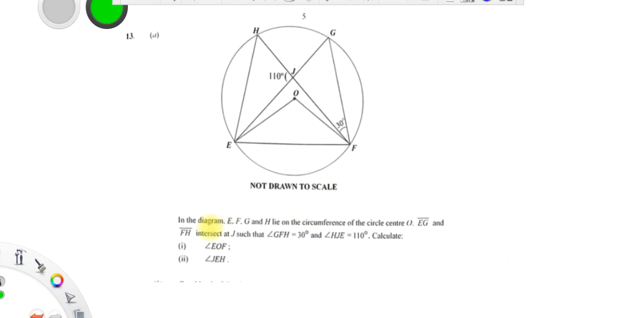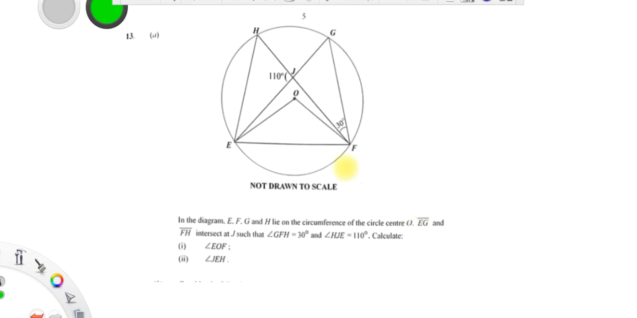Let us read the question in the diagram. E, F, G, and H lie on the circumference of the circle center O. So you see, O is the center. Guys, as I've told you, if the question doesn't specify the center, don't assume. Let the question tell you which is the center, or if it says diameter. If it doesn't tell you, don't assume anything. Center O, full stop.